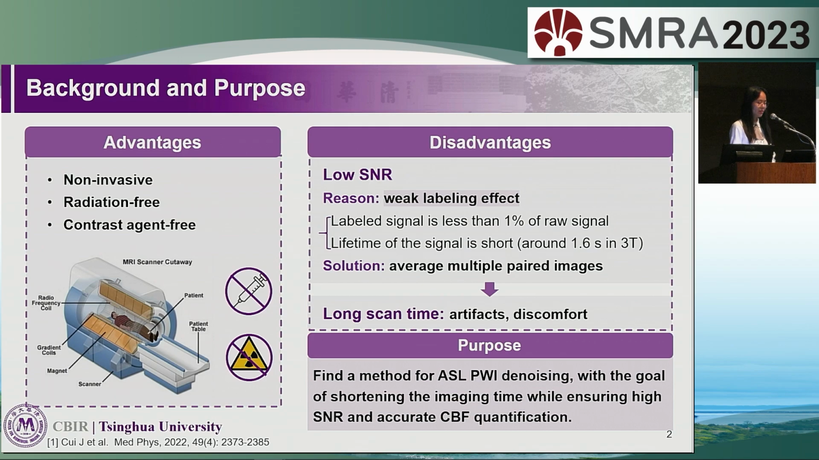ASL has many advantages, such as being non-invasive, radiation-free, and contrast agent-free. However, the poor SNR of ASL PWI directly affects the accuracy of CBF quantification. To overcome this limitation, ASL typically requires repeated scans for averaging, which prolongs the imaging time and reduces its clinical applicability. So it is obvious that there's a trade-off between SNR and scan time. In this study, we aim to find a method for ASL PWI denoising with the goal of shortening the imaging time while ensuring high SNR.